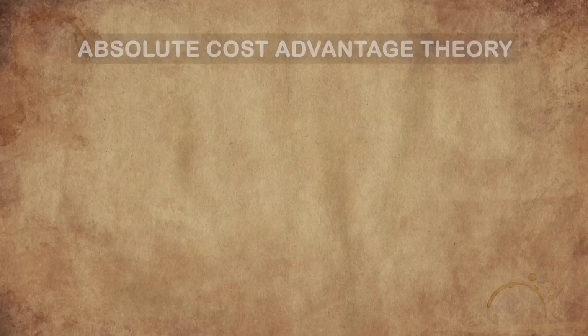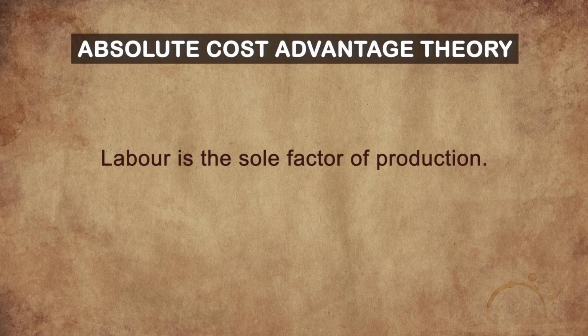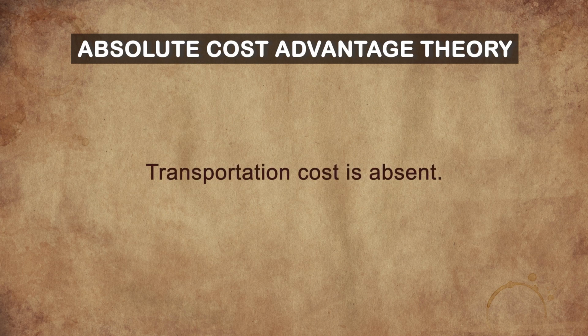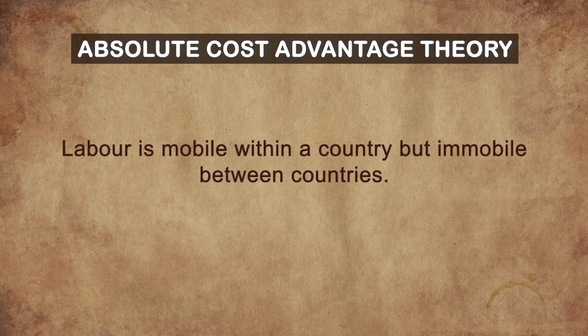And now, very quickly, as I already said, these are certain assumptions on which the absolute cost advantage theory is based. There are 2 countries, there's one factor of production, that is labor, transportation cost is absent, and labor is mobile between 2 sectors, but labor is immobile across countries. These are the very standard assumptions, full employment and the competitive market. You can check any book.